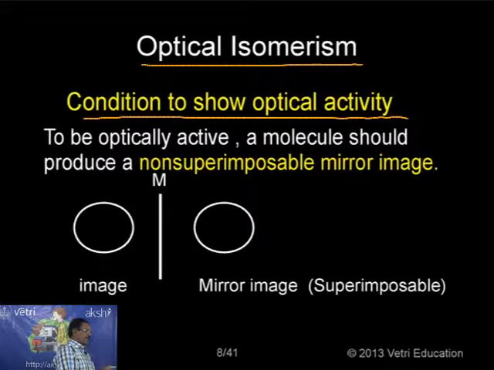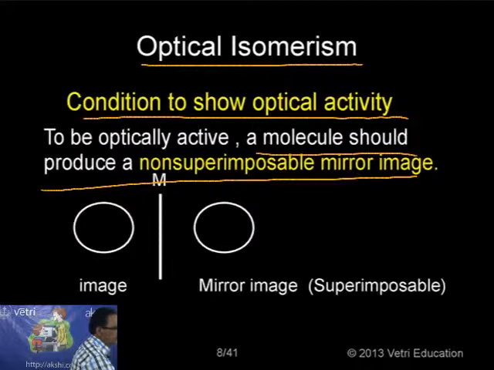To be optically active, what is the condition? A molecule should produce a non-superimposable mirror image. This is a very, very important condition. Suppose you want to say a particular compound shows optical activity. To prove it, you have to check whether the molecule produces a non-superimposable mirror image or not. If it produces a non-superimposable mirror image, it will be optically active. If not, it will not show optical activity.